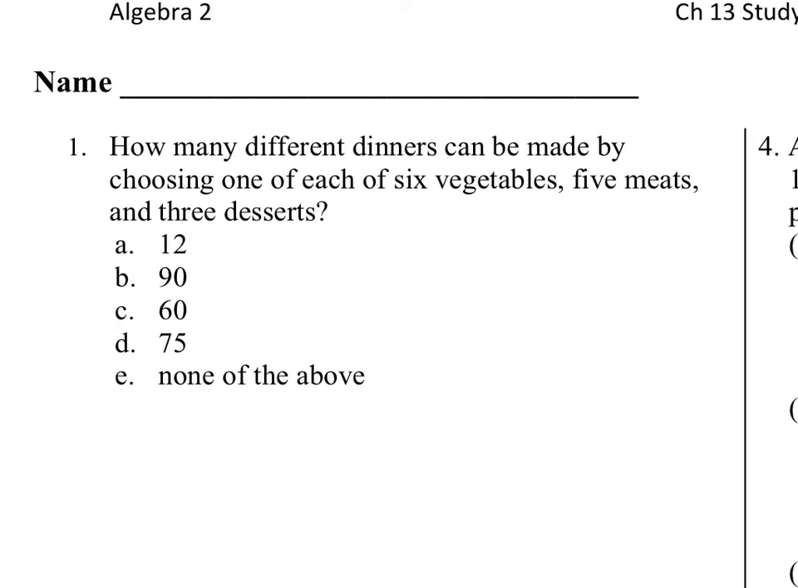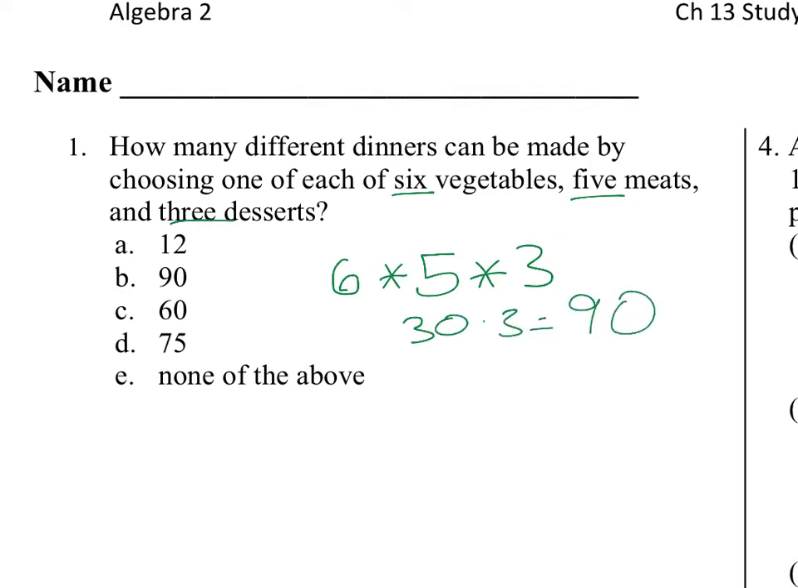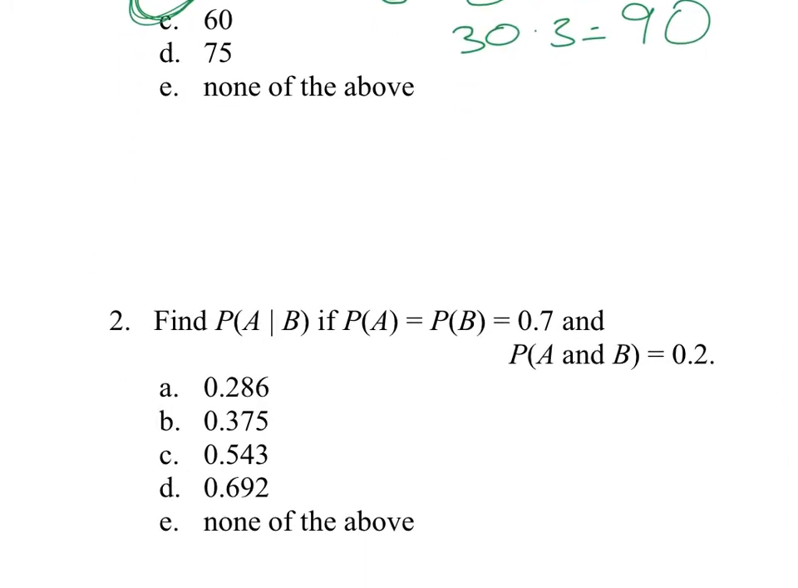Okay, question number 1. How many different dinners can be made by choosing one each of 6 vegetables, 5 meats, and 3 desserts? Well, how many tells me it's counting. So I've just got the counting principle, which states that if you can do M and N and K things, it's M times N times K. The short version. So that just means it's going to be 6 times 5 times 3. That's 30 times 3 is 90. So my answer is B. That wasn't too bad.